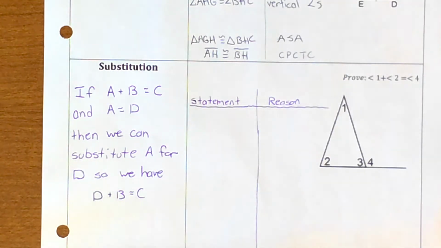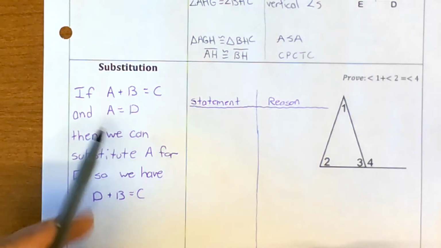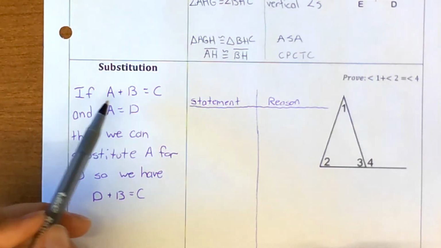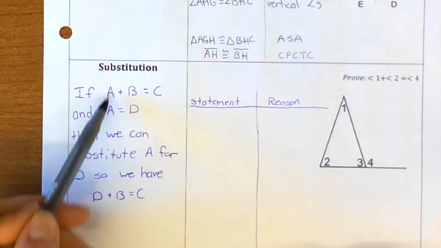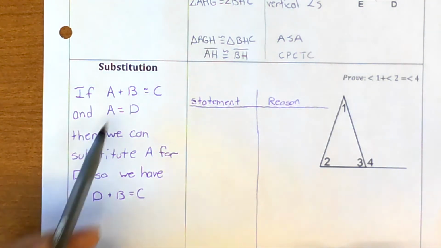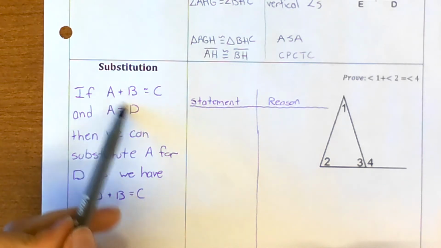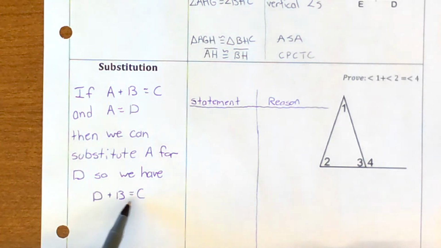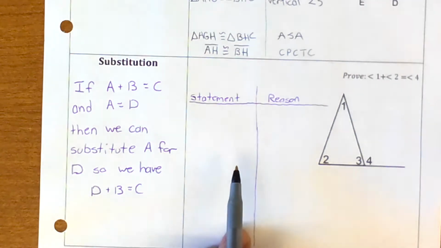Okay, going on to substitution. Substitution is exactly what it sounds like when we refer to substituting in algebra. So if two things are equivalent, I could take this thing out and swap it in for it. So instead of A plus B equals C, if I swap these two out, it would say D plus B equals C. So I'm going to do some swapping things out right here.